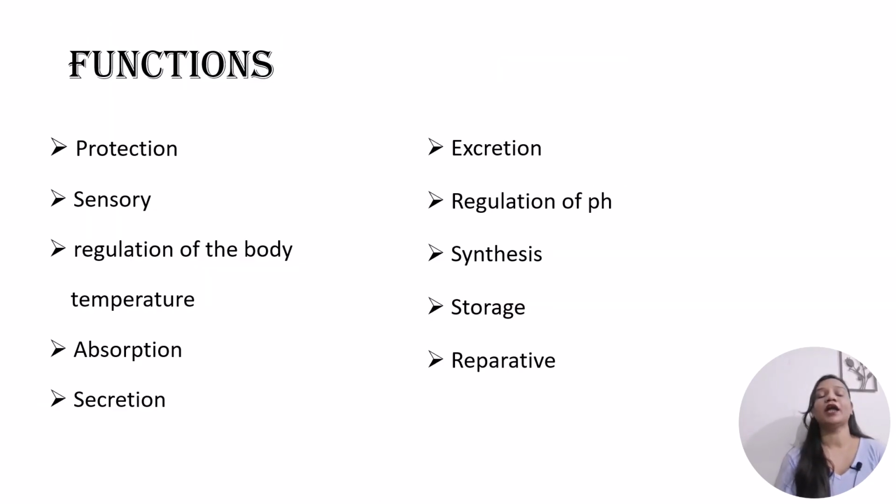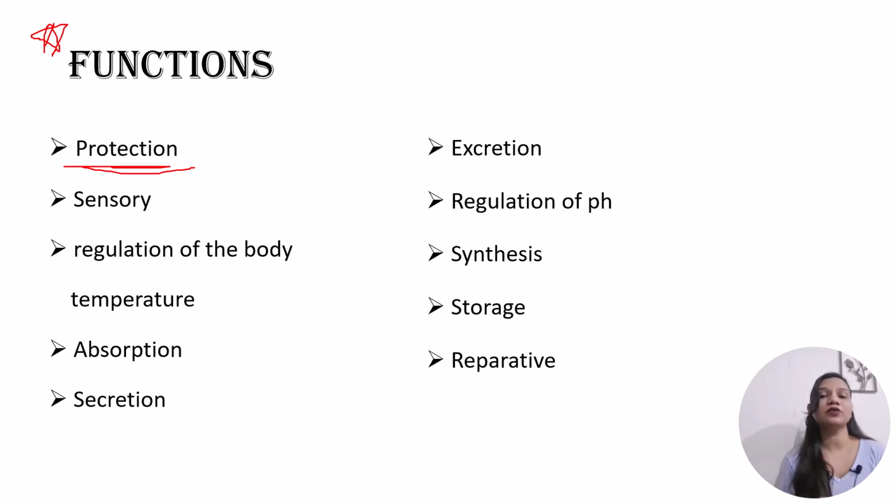Moving on, now we'll see the functions of the skin. This is again the most important point. What are the functions of the skin? The first one is protection. The skin protects the internal environment of the body from the external environment. It acts as a barrier between them. The skin also protects against UV radiation. I have already discussed how in the previous lecture, you can kindly go and check it out.